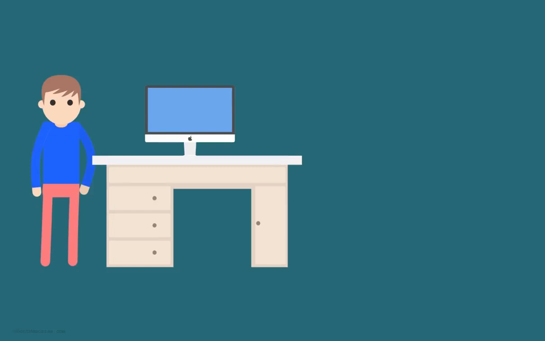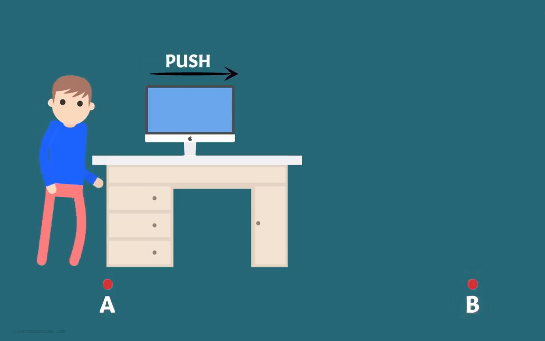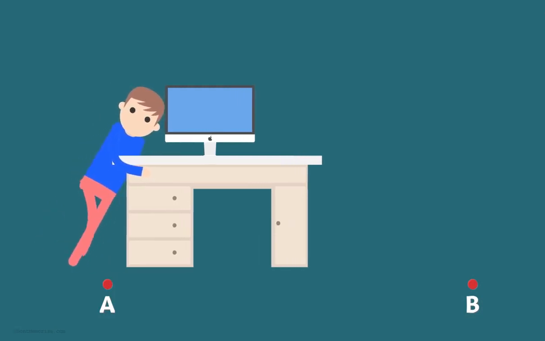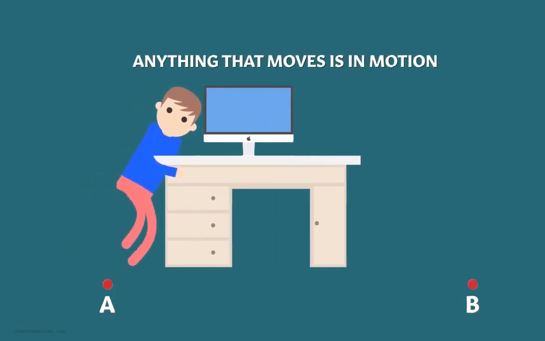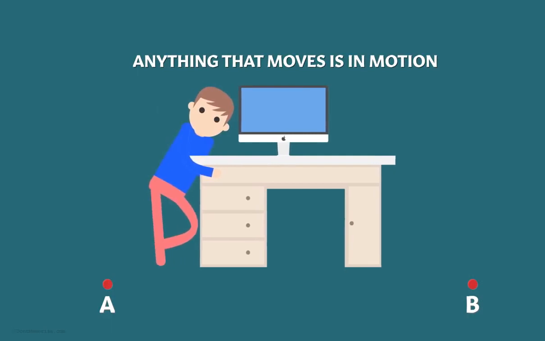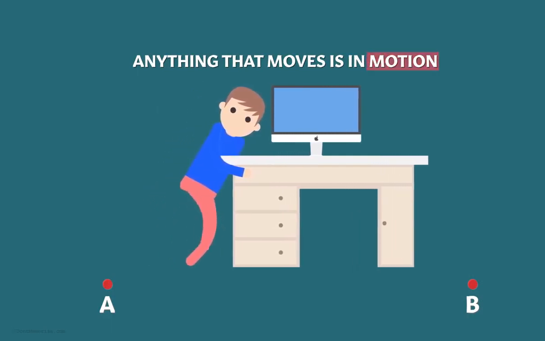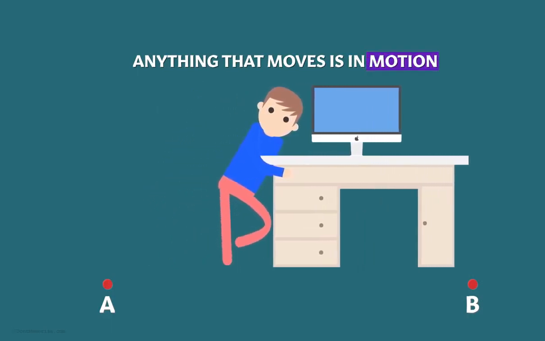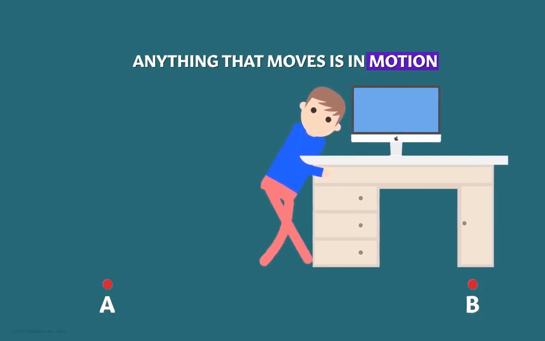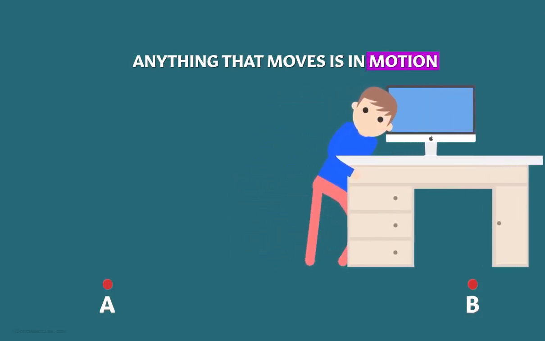Move this table from point A to point B. What will he do? Yes, he will push it in the direction of point B. You see that as he pushes the table, it starts moving. Anything around us that moves, we say that it's in motion. So this table is in motion. And since Ben is also moving along with the table, he is also in motion.